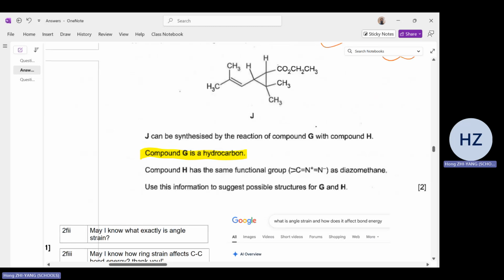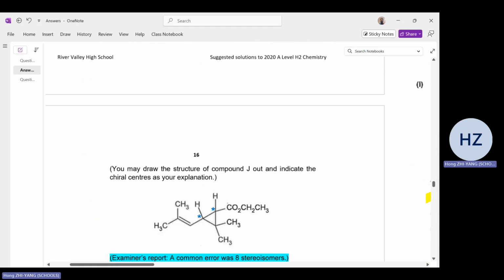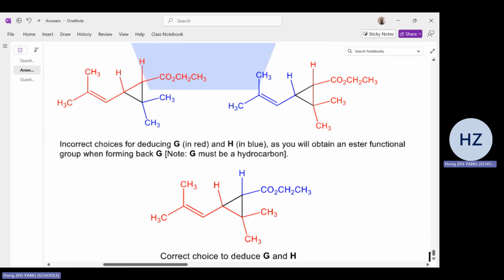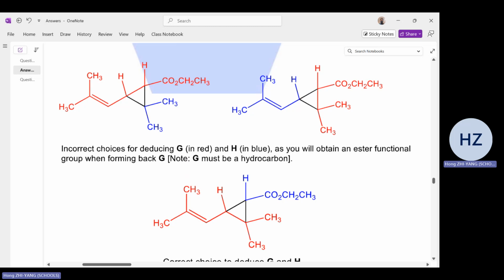Okay, let me go back. You have to choose the side that doesn't give you the ester. So if you were to take the upper two and see how the red color was trying to form back the alkene, you will have accidentally added in the ester. Likewise for the other diagram. So hence, in order to form back your alkene properly, you have to go for the bottom route. And then the top part here, the one that was supposed to be in blue, will turn back into the diazo compound.